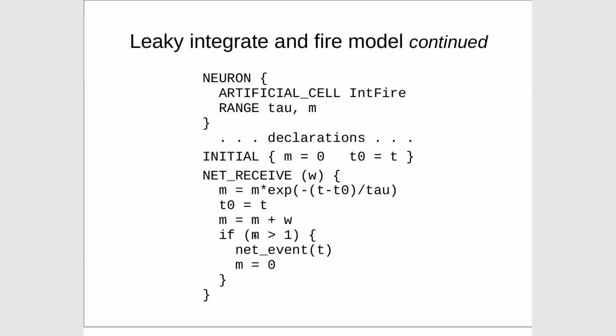We check to see if M is bigger than 1, in which case we're above threshold. We generate an output event, which is picked up by all the NetCons that watch this particular instance of this particular class, and we reset M to 0. That's all the code that's involved. Super simple, computationally incredibly cheap.